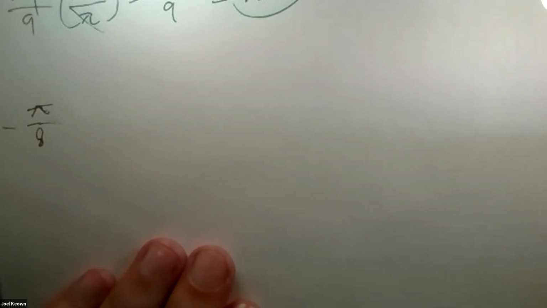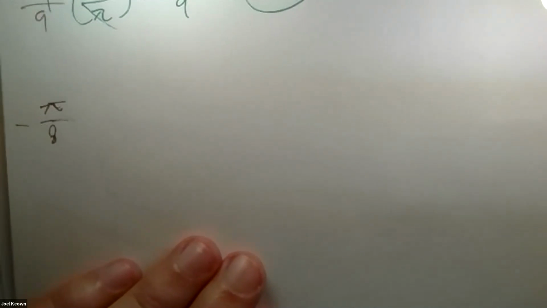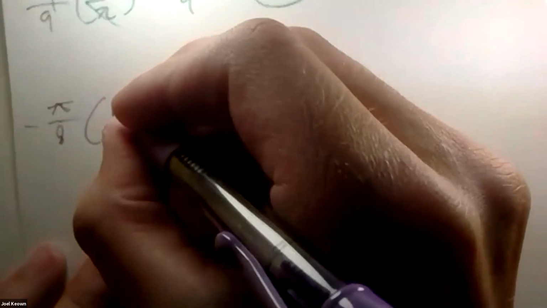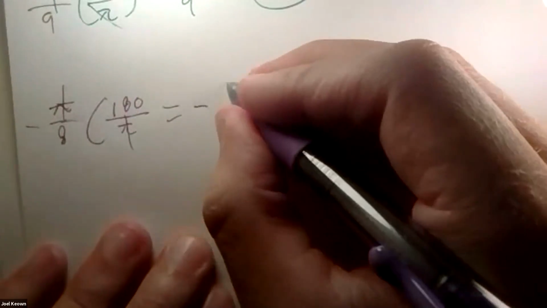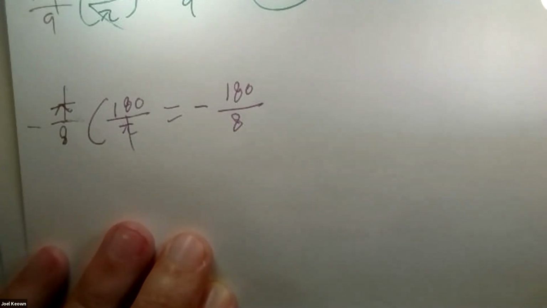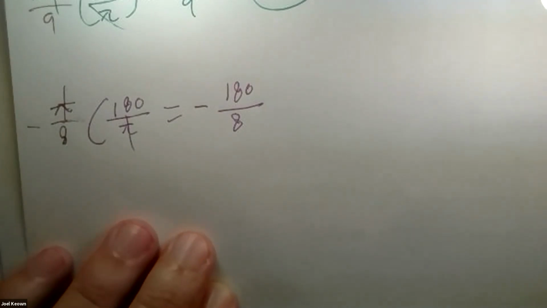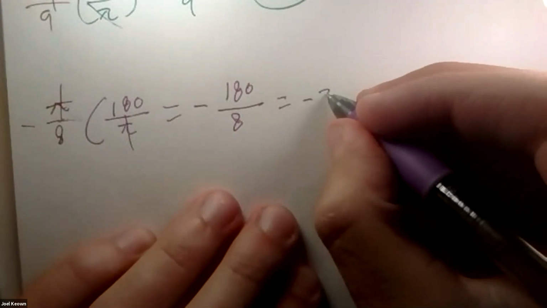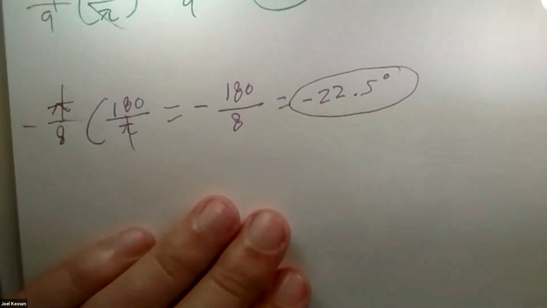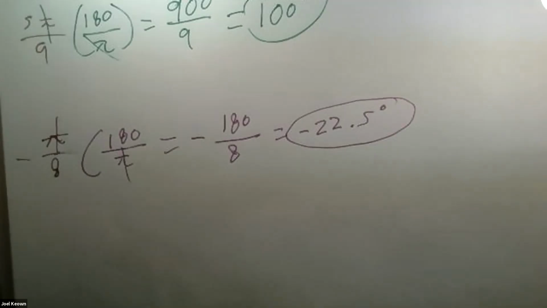All right. And then that's our last problem. We have negative pi over 8. Just like before, the negative doesn't change anything. The pi's are going to cancel out. I get negative 180 divided by 8. So 180 divided by 8, and I get negative 22.5 degrees. And that is it for 9.2.